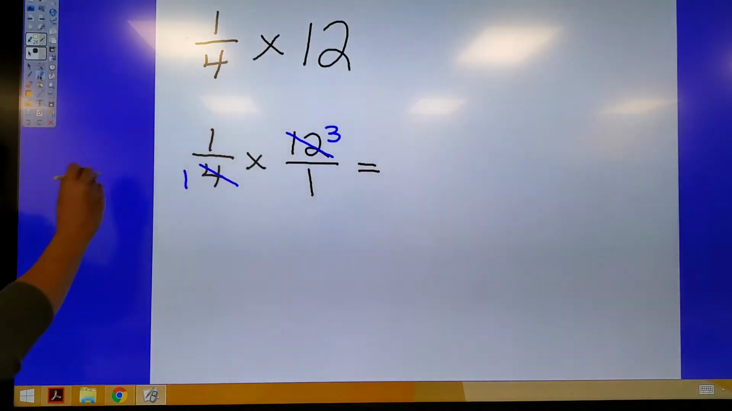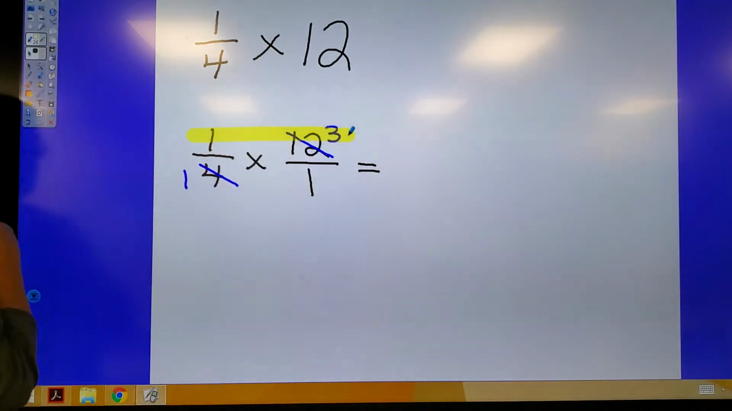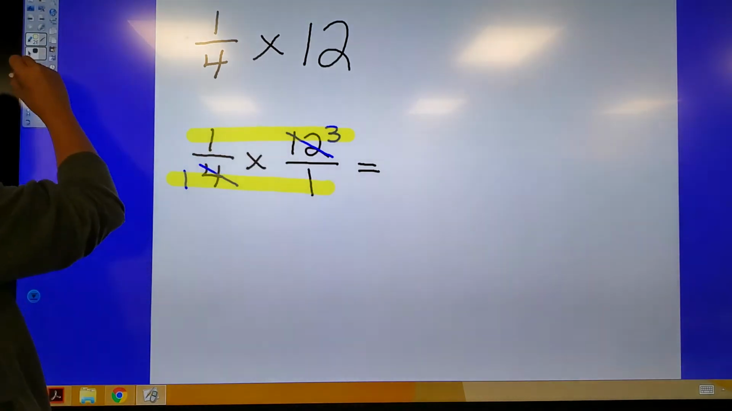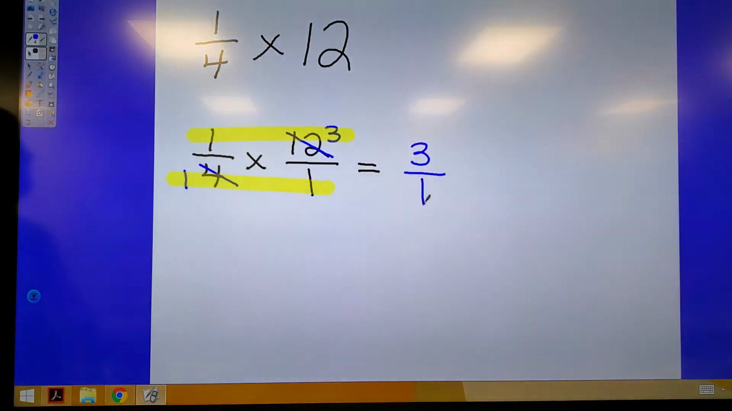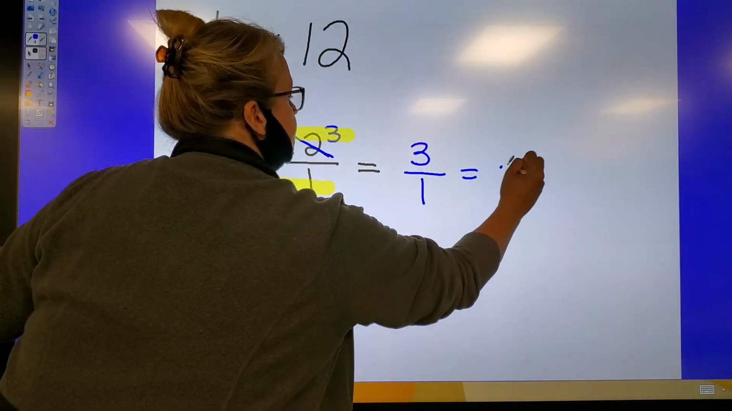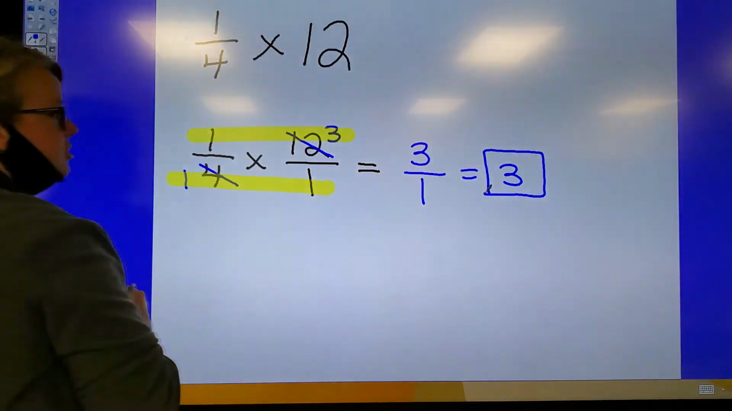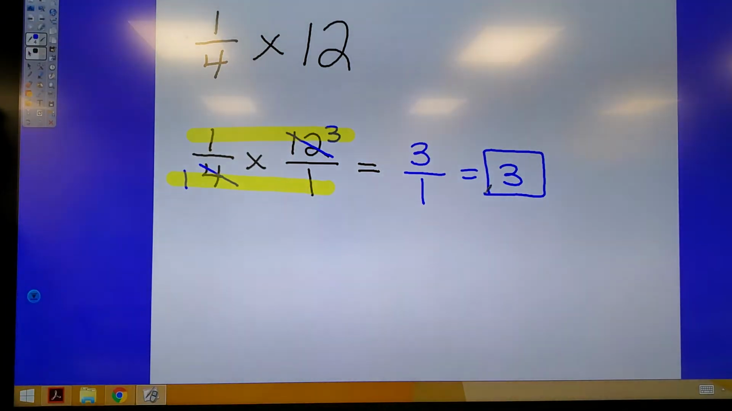So let's multiply straight across. 1 times 3, 1 times 1. So we end up with 3/1, and we want to simplify. 3/1 would equal 3. And you're finished. If we wouldn't have done cross-reducing, we would have had 12/4, which is 3.